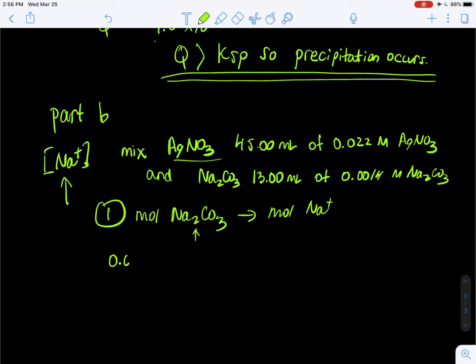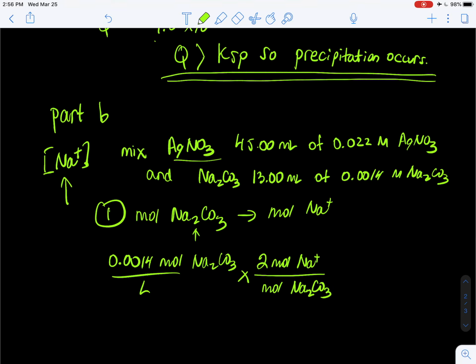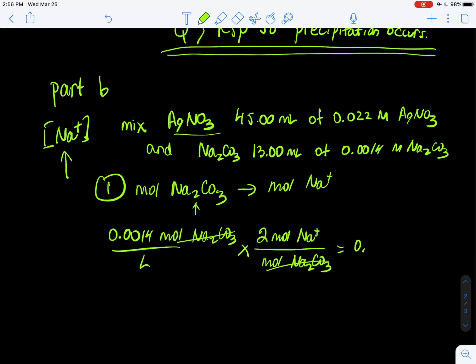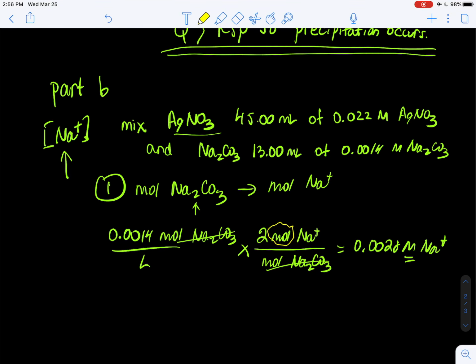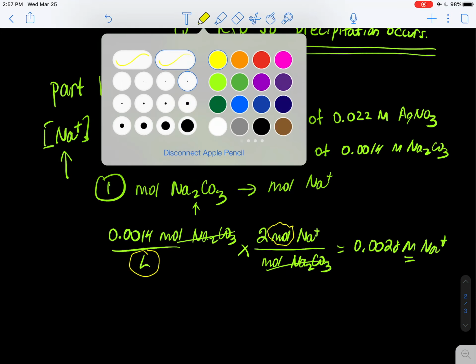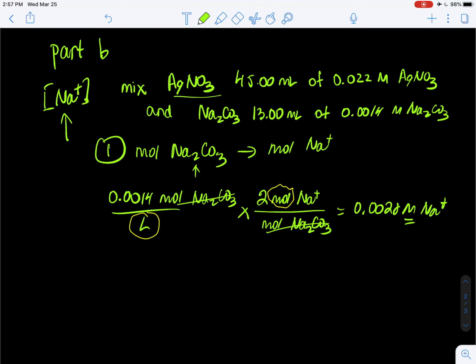We have 0.0014 moles per liter of this sodium carbonate. And because of that chemical formula, we have 2 moles of sodium ion per mole of sodium carbonate. Okay? So the moles of sodium carbonate cancels, and you're left with 0.0028 molar sodium ion. Okay? Notice how molarity is basically just moles per liter. Okay, but I'm drawing it out in case you forget that from the previous chapters.